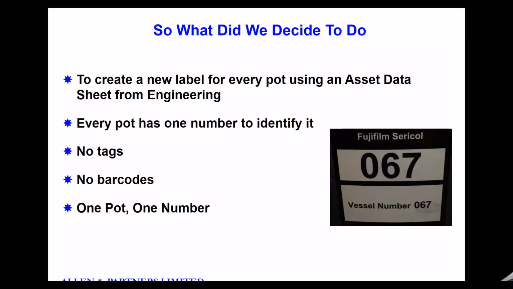And now he's created a new label. So as you can see, look, no tags, no barcodes, one pot, one number. Yeah, it's kind of simple stuff. It's 5S, isn't it? It really is just 5S. But 5S is a great technique for getting a process under control. That's why we love it in Six Sigma.